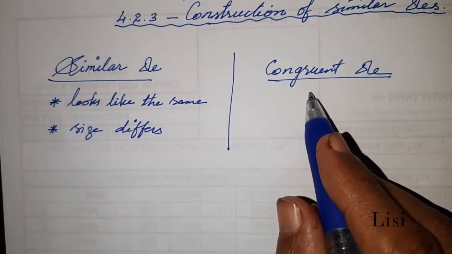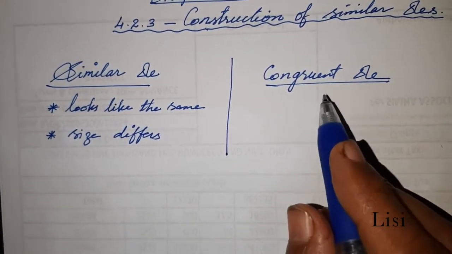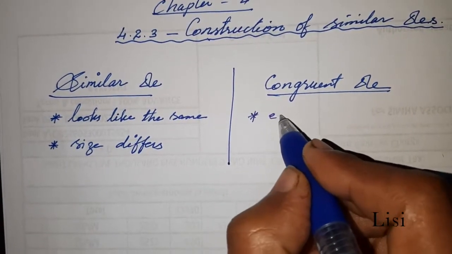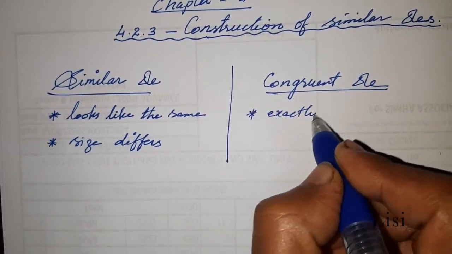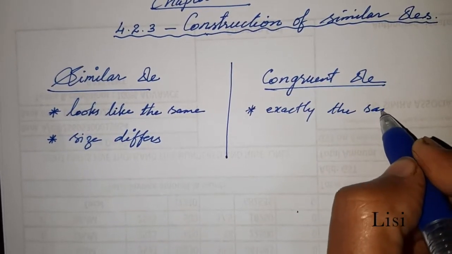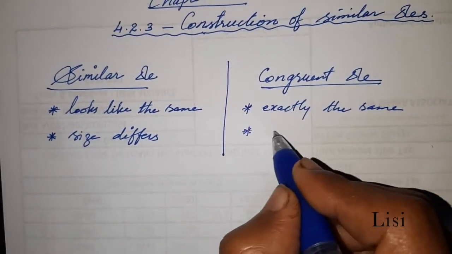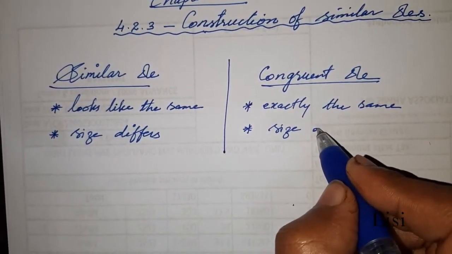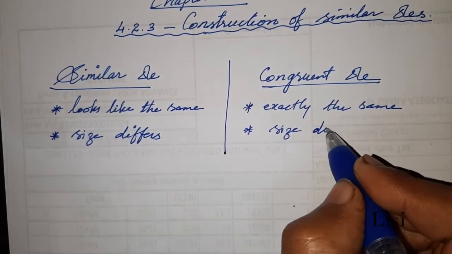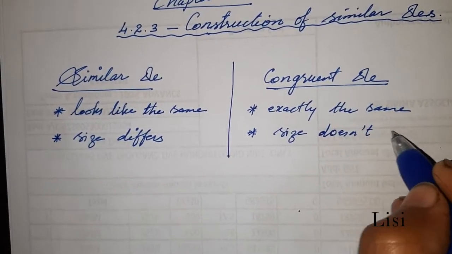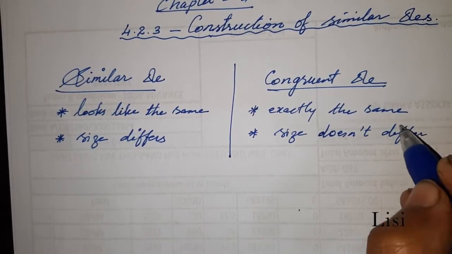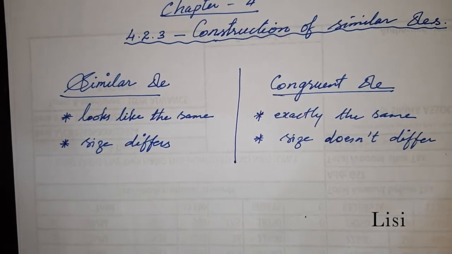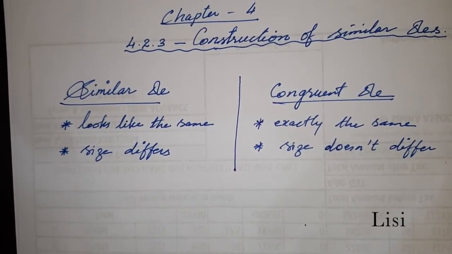it looks the same. It is exactly the same, and the size doesn't differ. What is exactly? Exactly means the size won't be different. Everything will be the same.